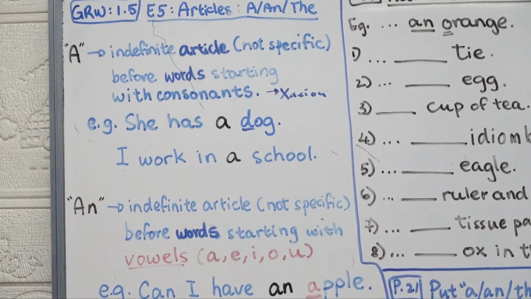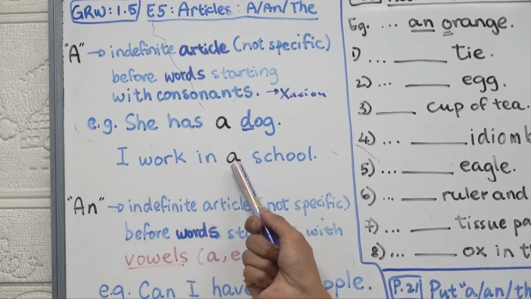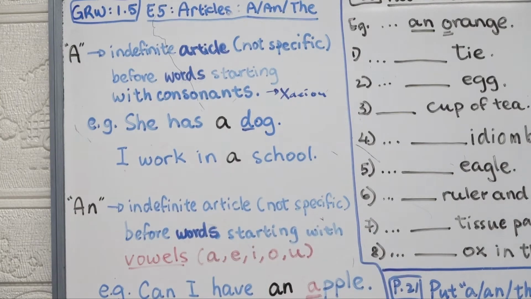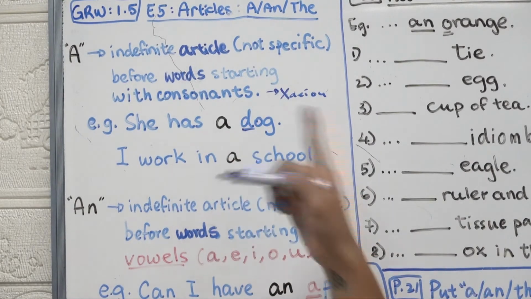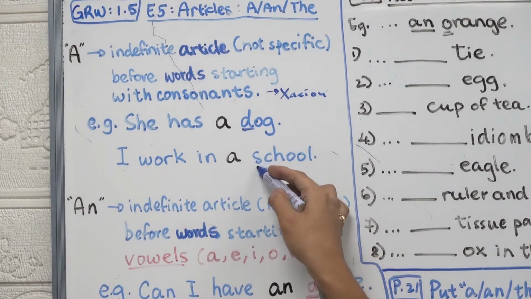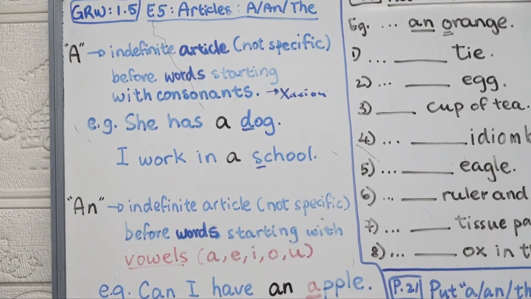Now the second example is, I work in a school. Again, a means only one. But here, school begins with a consonant, not A, E, I, O, U.